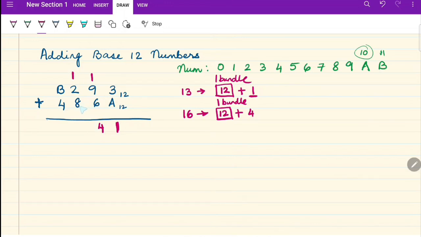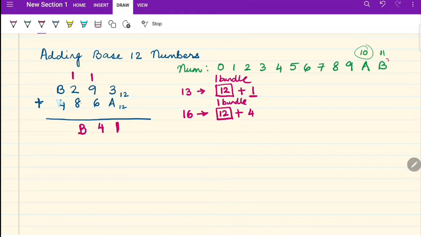Now we perform the addition again for this column. So 1 plus 2 is 3. 3 plus 8 is 11, correct? So we have a numeral for 11 in the base 12 system. This is 8 plus 2, 10 plus 1, 11. The numeral for 11 is a B, correct, in base 12. So no need to carry over, just write a B. We don't need to carry over here.